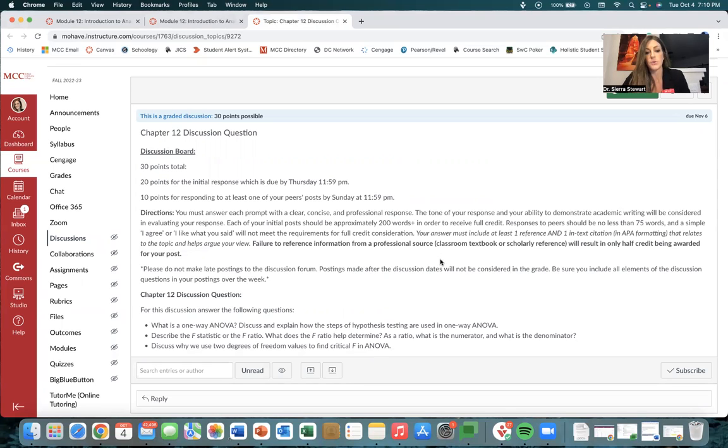Then I want you to describe the F statistic, or the F ratio. What does the F ratio help determine? And as a ratio, what is the numerator and what is the denominator? You're going to find that in your book, and you can go ahead and write that down. Then you're going to discuss why we use two degrees of freedom values to find the critical F in ANOVAs, which is why I wanted you to watch that video about degrees of freedom.